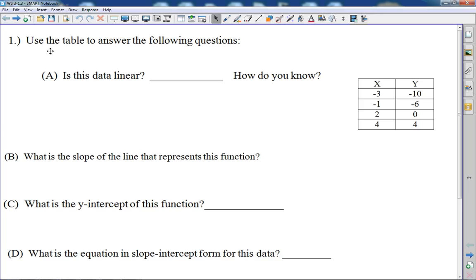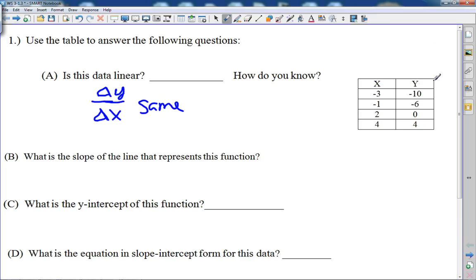Oh, I need to turn on my little board here. Let's see here. All right.